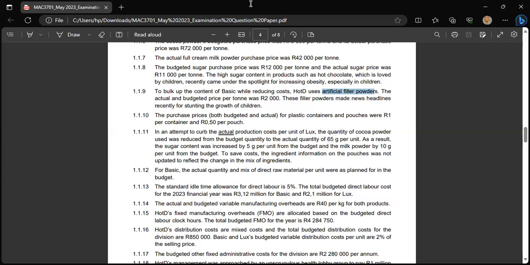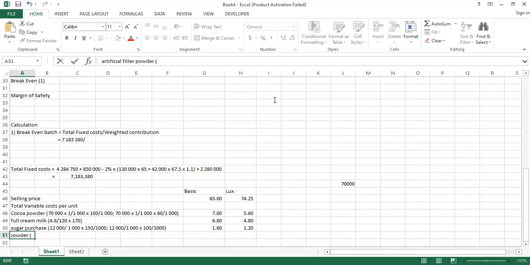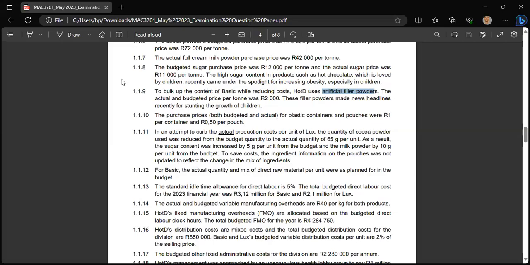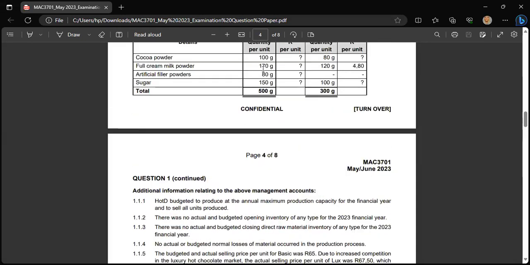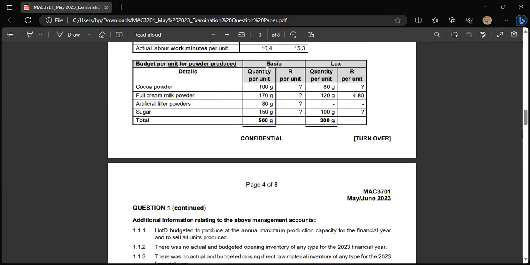All right, we are almost done. Don't worry, we are almost done. So this artificial filler powder per ton is 2,000. So we are repeating the same calculation. Let's just see now what they say about artificial fillers. It's 80 grams, right? This is only used on basic, so it's 80 grams on that one.